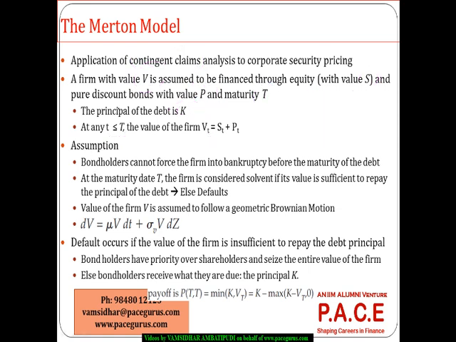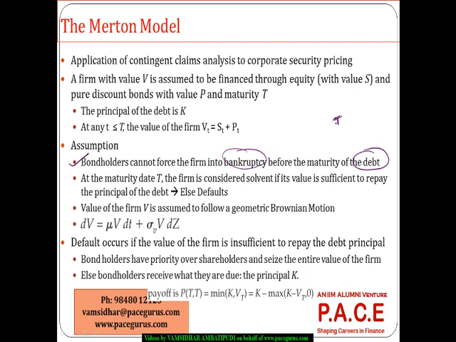Now a few more assumptions have been brought out by this model. In general, if I sense that this company is not going to perform well, I can start forcing the firm into bankruptcy. But what the Merton model is saying is the bondholders will not force it into bankruptcy before the maturity of the debt. So if at all they have to force this firm into bankruptcy, it has to happen at time T itself, not before that. That's one assumption the model is bringing out.